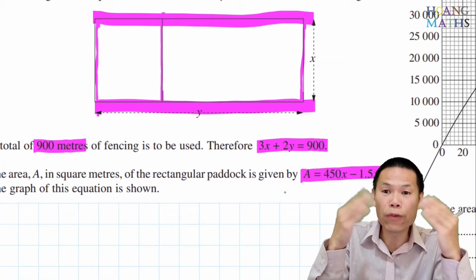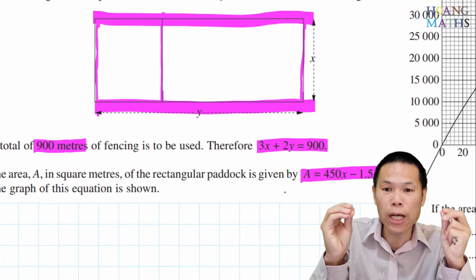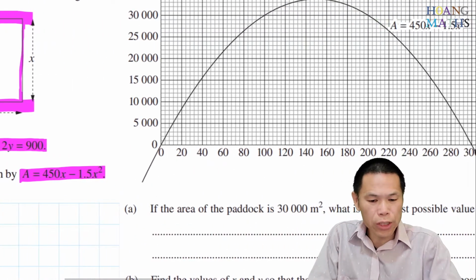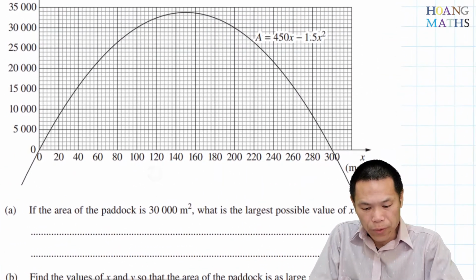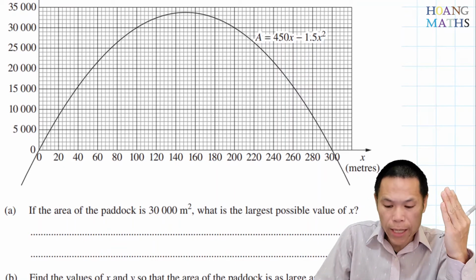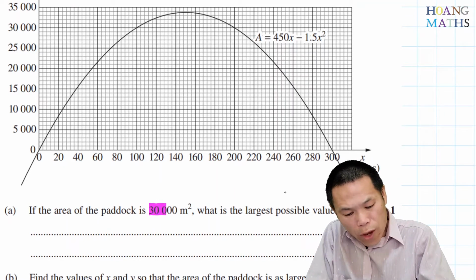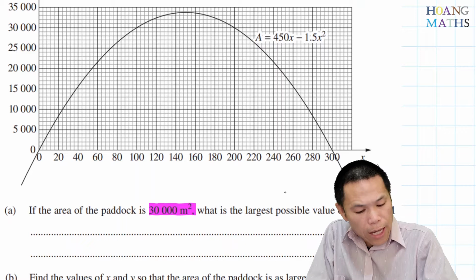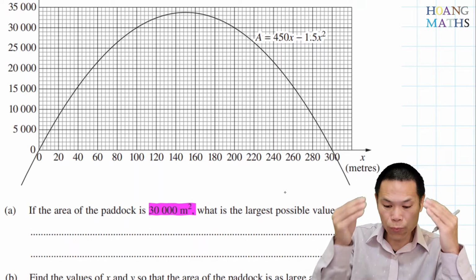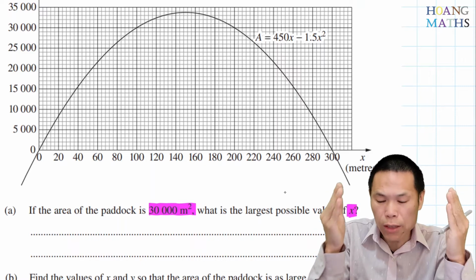And we don't need to prove any of this, okay? All the information is given. So the question is this. The area of the paddock is 30,000 square meters. So what is the largest possible value of X? So 30,000 square meters for area.